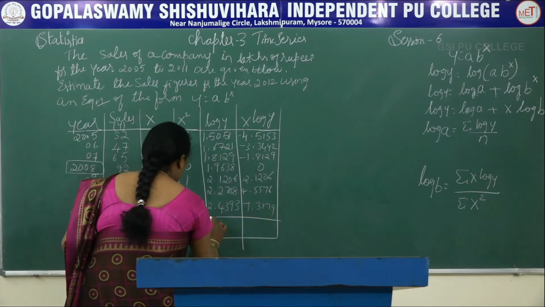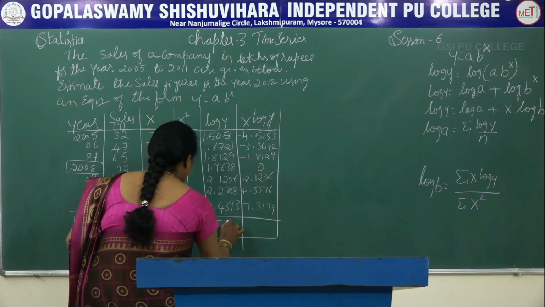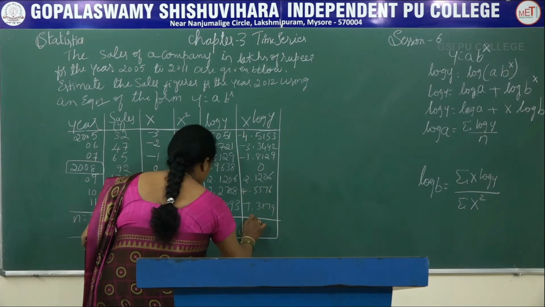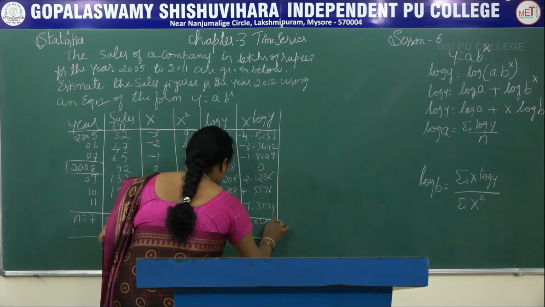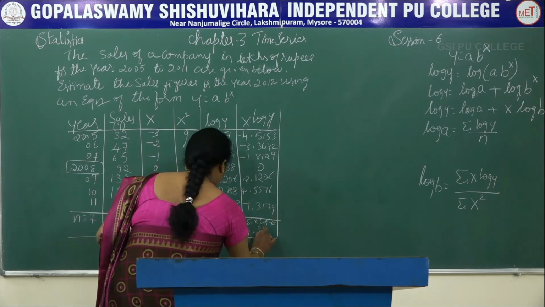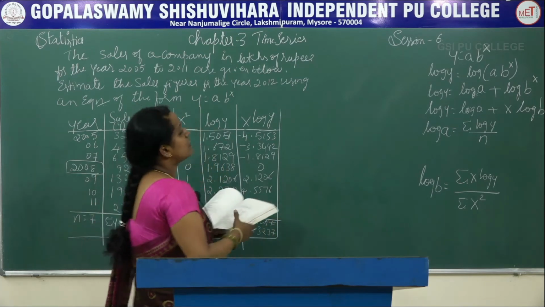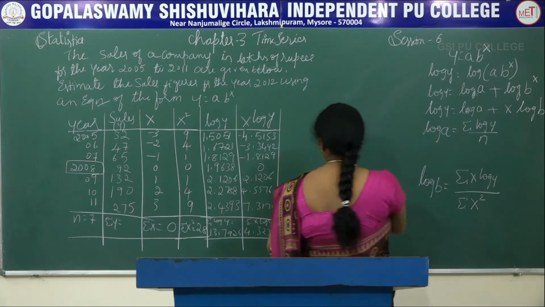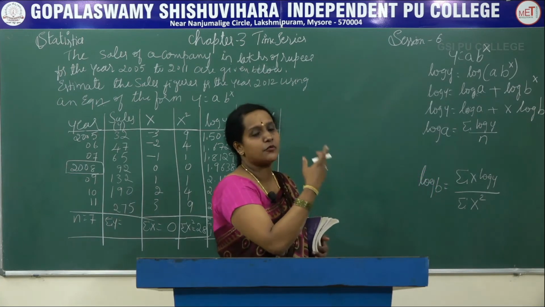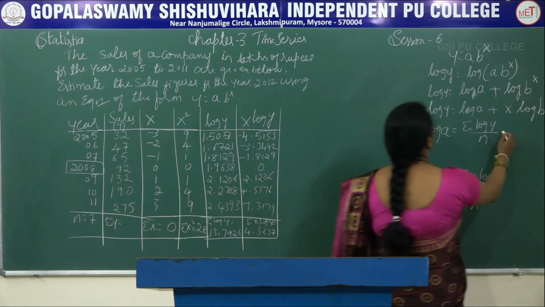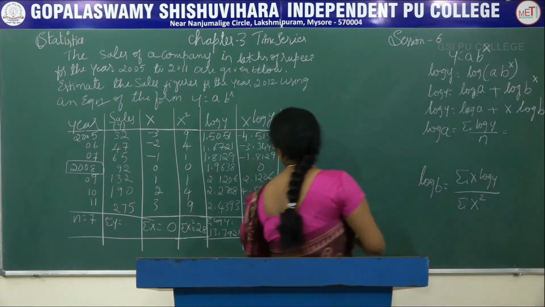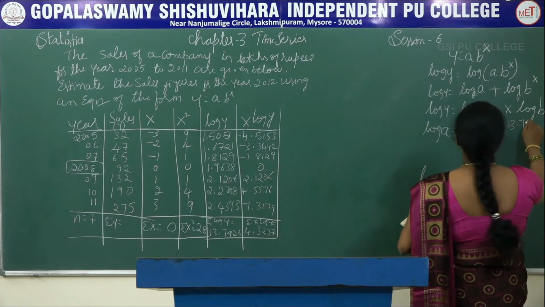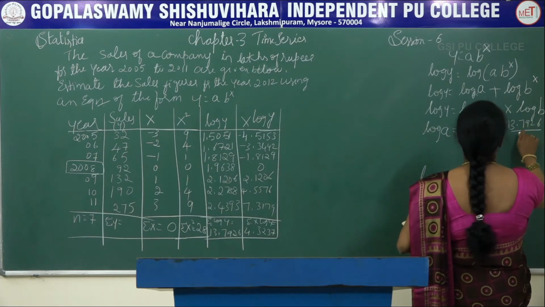And the summation of log y is 13.7926, and summation of x into log y is equal to 4.3237. Now you substitute the values whatever you have calculated in the formula to find log A and log B. Here summation log y is 13.7926 and n value is 7.